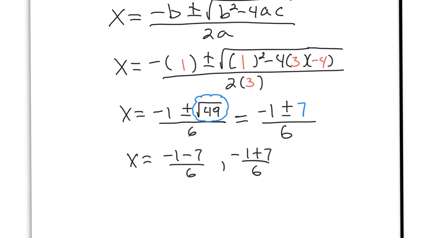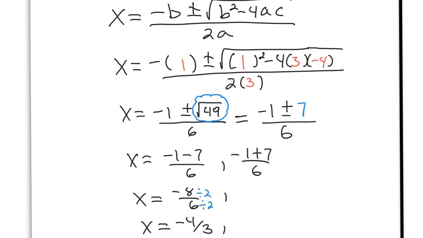Now notice that I split the plus and the minus. One fraction has a minus, the other one has a plus, everything else is the same, but you do have to simplify the fractions here. So we have -1 minus 7 on the top. That's -8 over 6. And we can reduce that fraction. So x equals, you can divide by 2. You can reduce by 2 here. So we get -4 over 3.